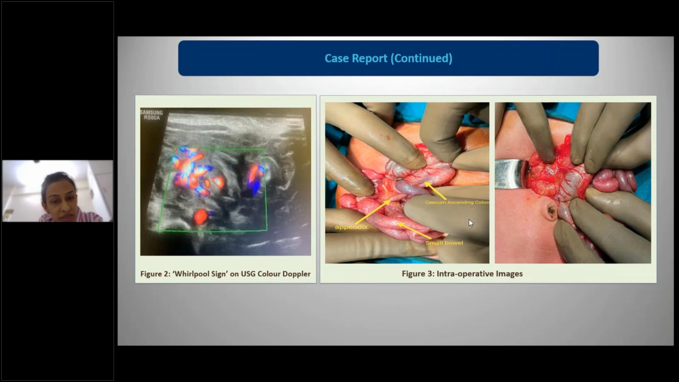Coming to figure 3, as you can see the intraop images here, which were basically taken in the operation theater. As labeled by us, this is the appendix at one end. There is also the cecum and ascending colon at the upper end and also the small bowel at the lower end. And the other image as well, these are all the intraoperative images showing the evidence of malrotation.